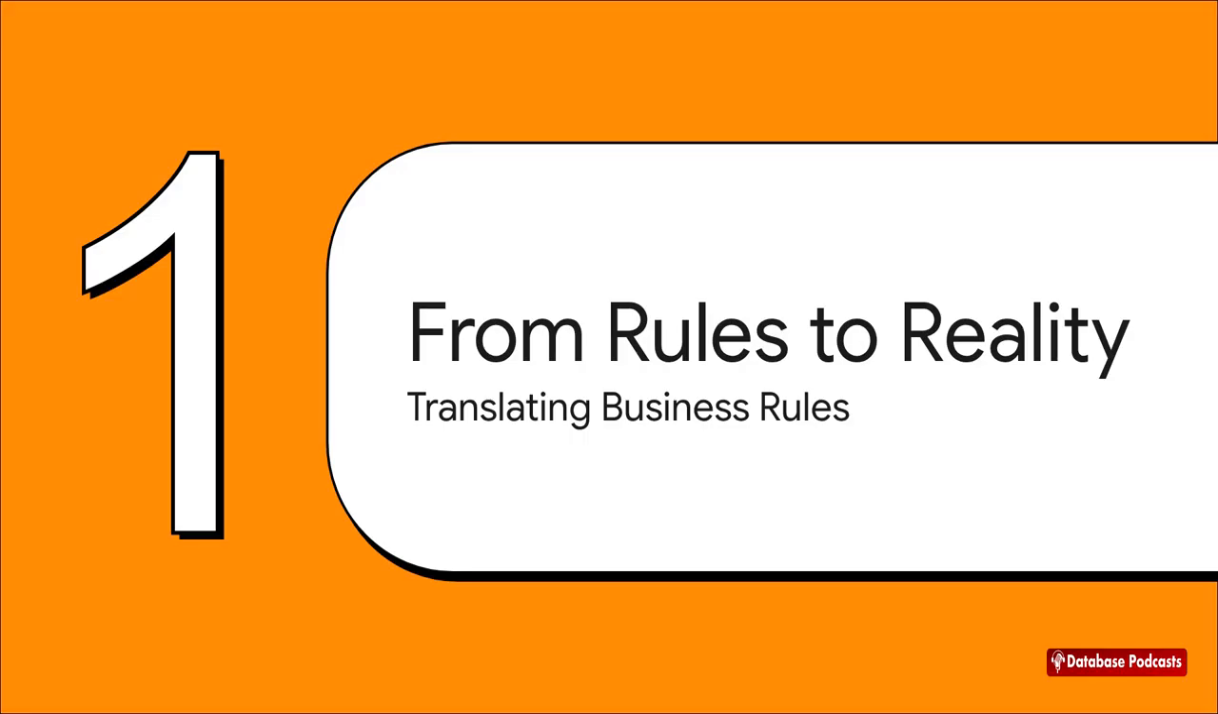Well, the answer is all about translation. We have to take those abstract business rules, the things people just kind of know, and translate them into a language the database can understand. And that language is the language of constraints. This is how we take a rule and make it a reality inside our data.